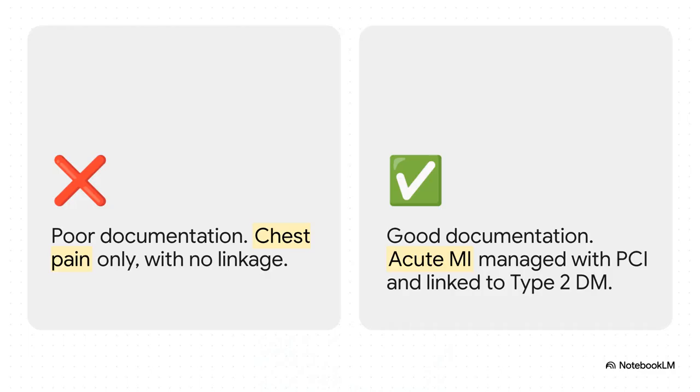To really grasp why this matters, picture this. A patient is admitted with chest pain and a history of diabetes. If the discharge summary just says chest pain and doesn't link it to the underlying cause, man, that is a prime example of poor documentation. The hospital is going to get a much lower payment and probably face some compliance risks too. But look at the flip side. What if the note says acute anterior wall MI managed with PCI and linked to type 2 diabetes mellitus? That is exactly what we want to see. It's specific, it's well documented, and it perfectly reflects the intensive care the team actually provided, ensuring the facility is fully reimbursed for the heavy resources they used.